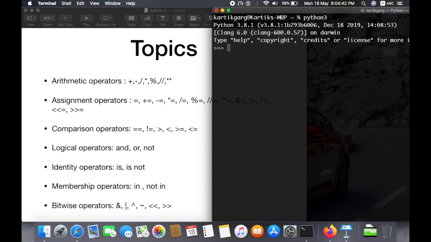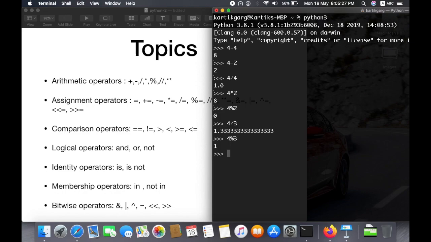So let's start. 4 plus 4, we all know about addition, subtraction, division, and multiplication. We also know about modulus, or you can also call it the remainder operator. It gives me the remainder. If you divide 4 by 2, then the remainder is 0. If you divide 4 by 3, then the remainder would be 4 modulo 3, that is 1.